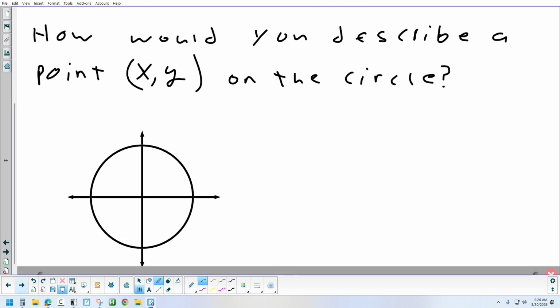Let's start with this point. Right, actually, you know what? Let me do it so it's going to be easier to draw. There's a point.